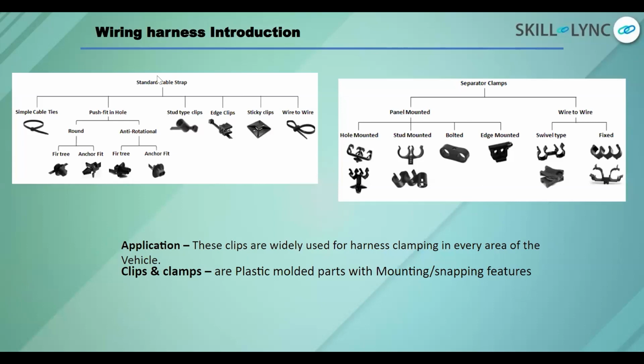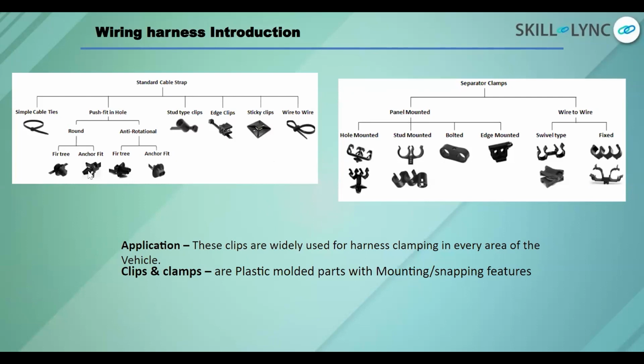The fir tree is named because of the shape of the mounting to the hole accordingly. Basically they will have a mounting in such a way that it is in the shape of a tree, a Christmas tree kind of. That's why it's called a fir tree clip. Further we have the anchor fit. It has the shape of an anchor, so that's why it's called an anchor fit. Correct.